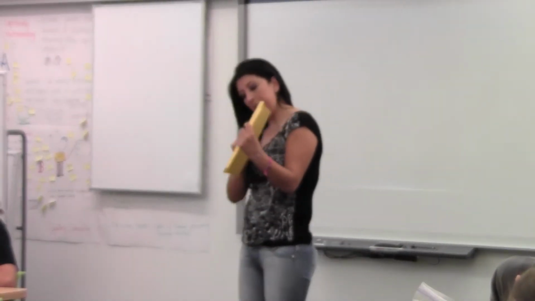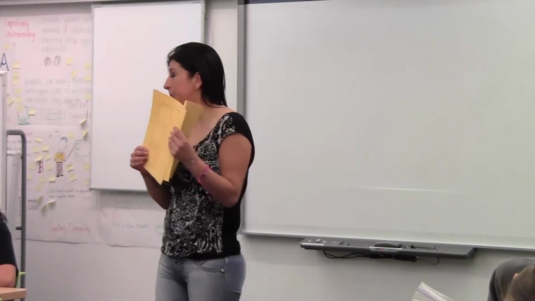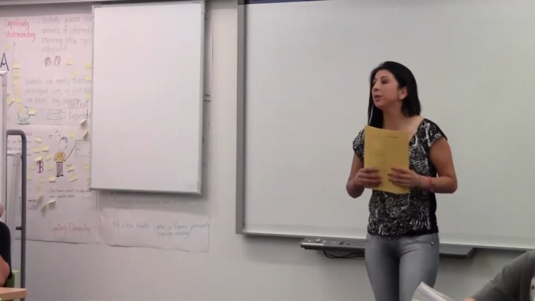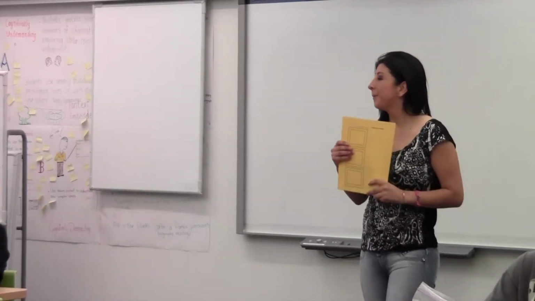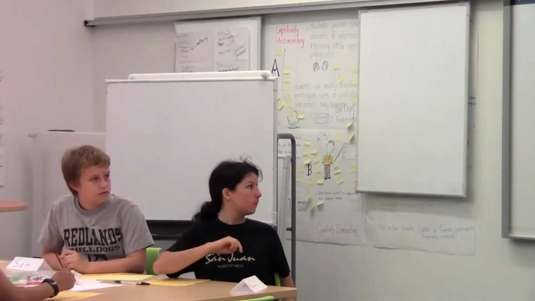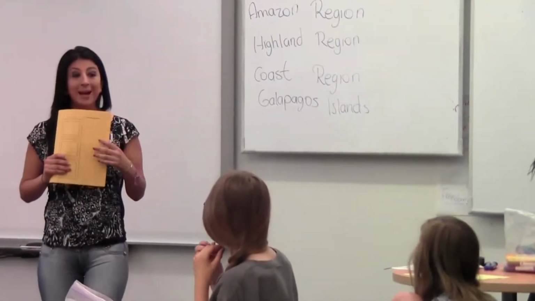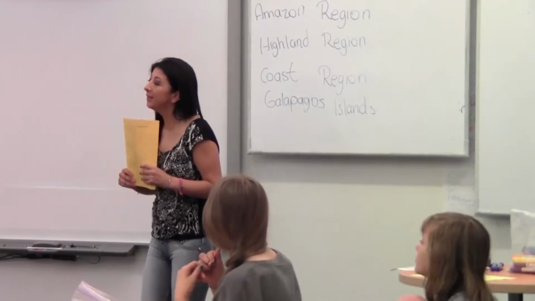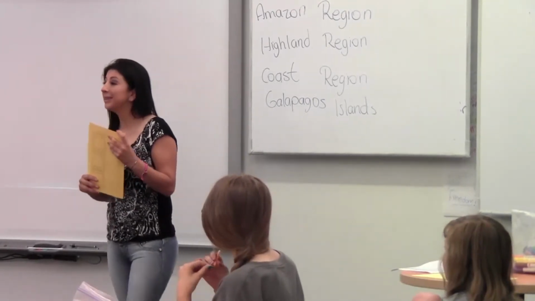And as you can see, we have 3 squares in the front part and 1 at the back. 1 is for each region, okay? So do you remember the 4 regions? Who can tell me one region of Ecuador? The Highland. The Highland region, perfect. Another one. Galapagos Island, perfect. Another one? Coast. The coast region, and finally, yes? Amazon. The Amazon region, okay?